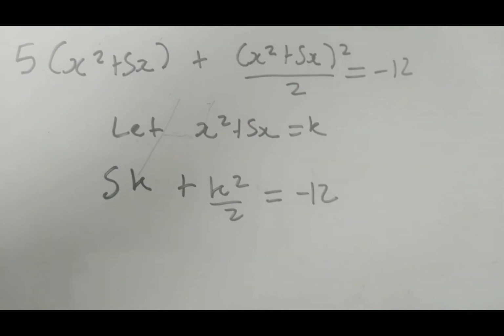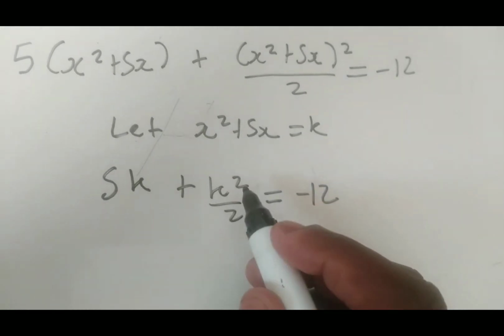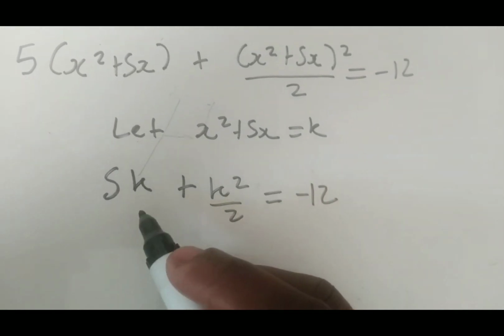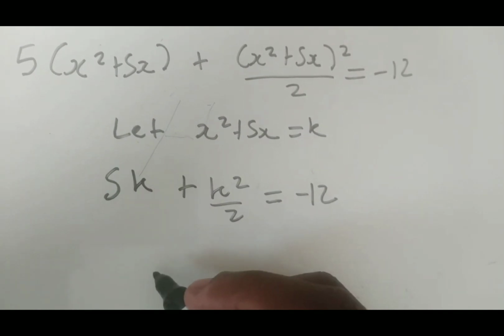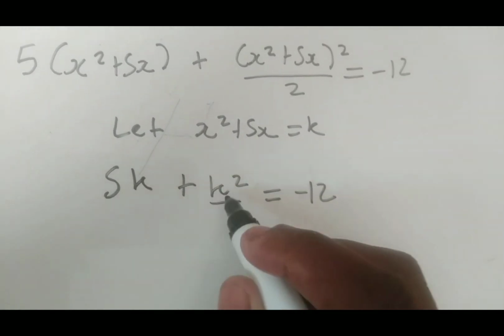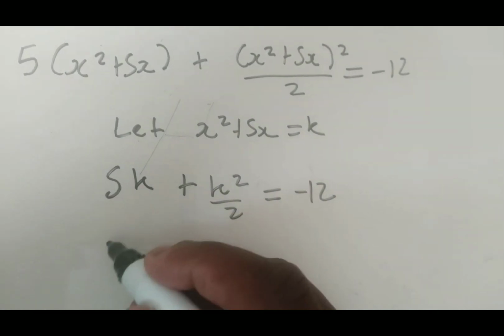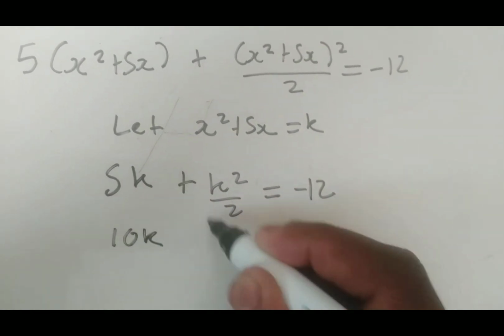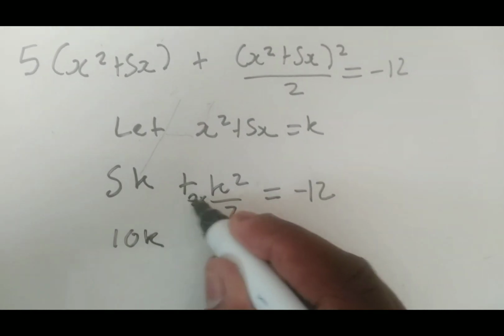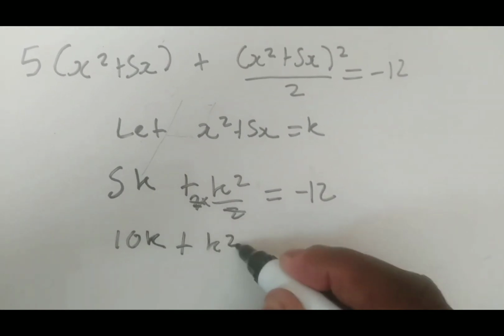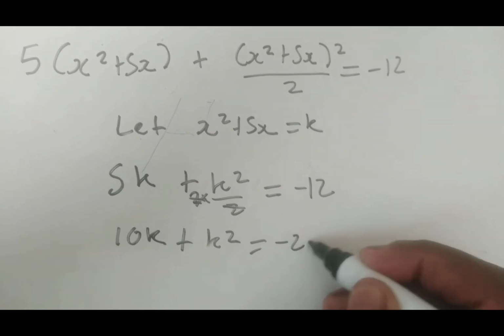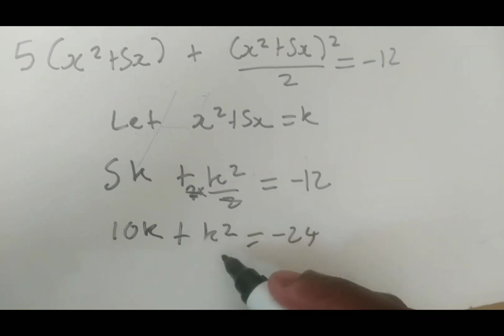So already we can see it's going to be a quadratic equation because we have got k squared and k. So how do we remove fractions? We multiply everything by the common denominator. So it means I'm going to multiply this by 2, this by 2, this by 2. So 5 times 2 is 10, so 10k. And then this, if I multiply by 2, the 2's will cancel. So this will become k squared. This times 2 is negative 24. So now it's coming out good.